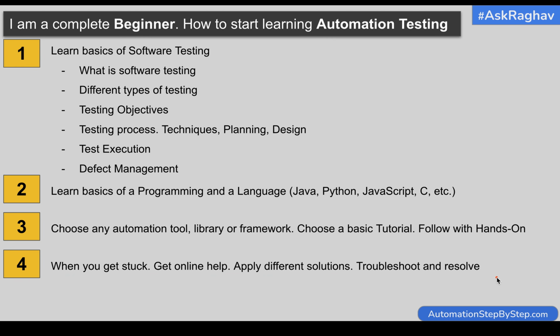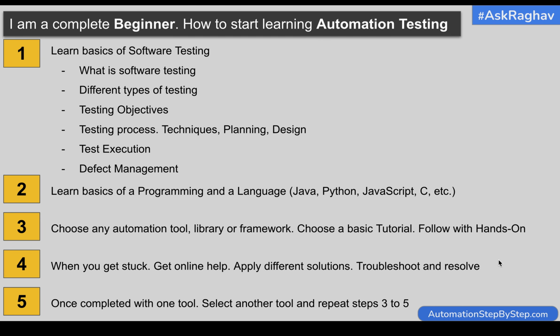We get issues, we get problems, we then find solutions, we apply solutions, and we know what will work and what will not work, and then the next time we get similar issues, we know how to troubleshoot and solve them. So this is very important, and this is how you will complete the basics of any one automation tool or framework. And then once you have done that, you can again select any other tool, and this can be in the same field.